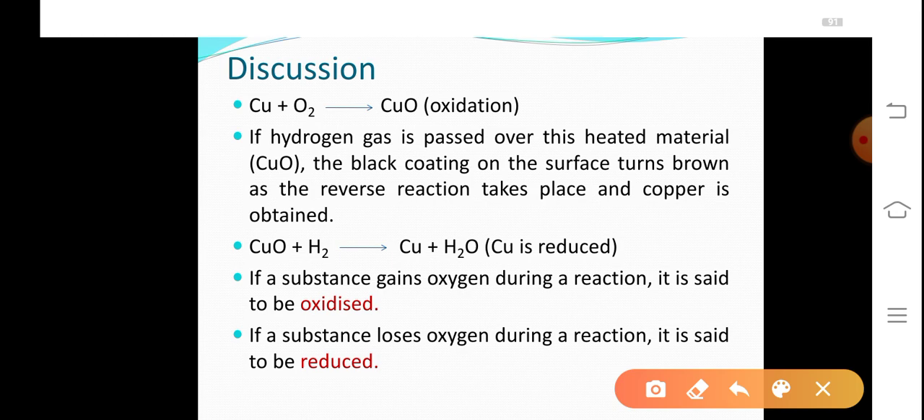So, in the second equation, that is a backward reaction, if copper oxide is treated with hydrogen, what will happen? We will again get copper metal. So, here the copper oxide is reduced. So, we can easily say that oxidation and reduction are opposite processes, or forward and reverse reactions. If a substance gains oxygen during a reaction, it is said to be oxidized, and if a substance loses oxygen during a reaction, it is said to be reduced.